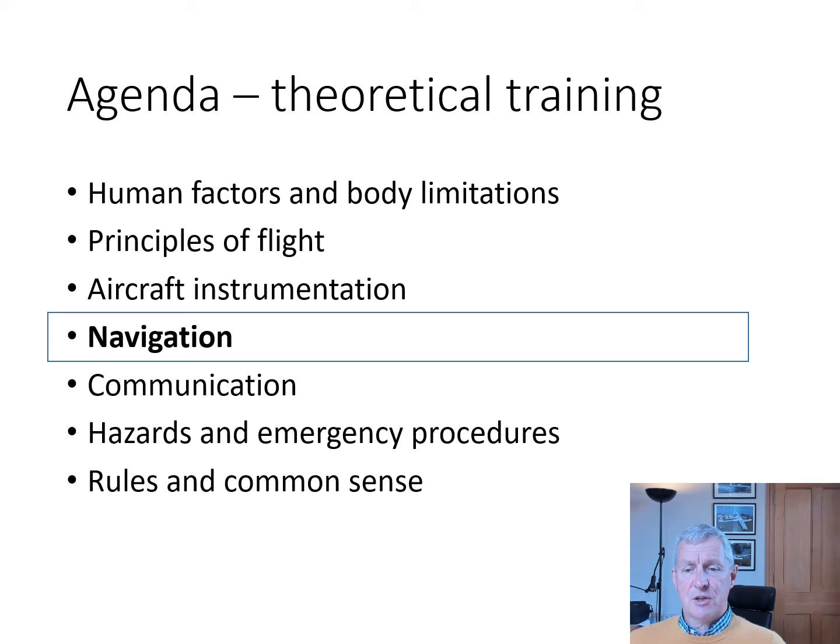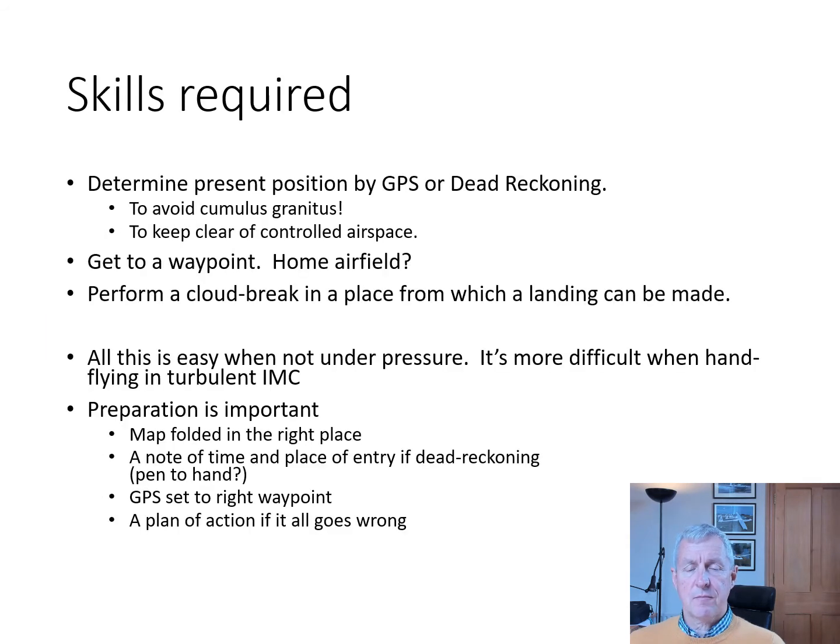Let's have a look at navigation then. During the flying, the sort of skills that we're going to require are your ability to determine your present position by GPS or by dead reckoning, so that we can avoid solid-centered clouds and we can keep clear of controlled airspace. Now, my strong recommendation is that for cross-country and cloud flying, we have a GPS, a moving map GPS. That's going to make life a lot easier.